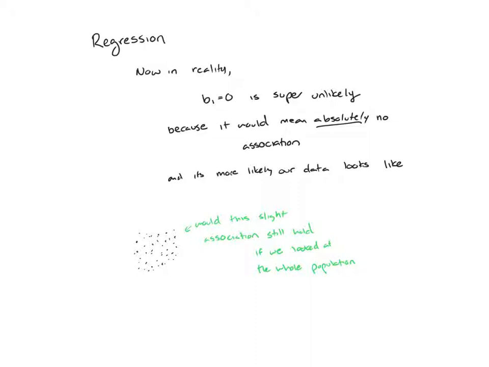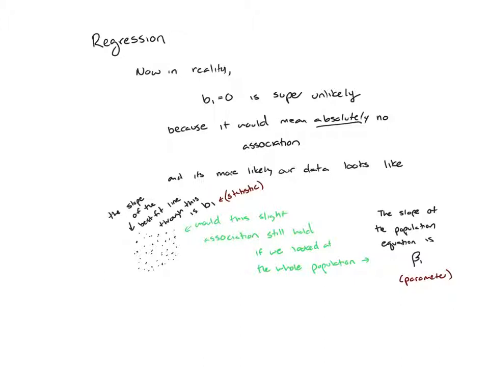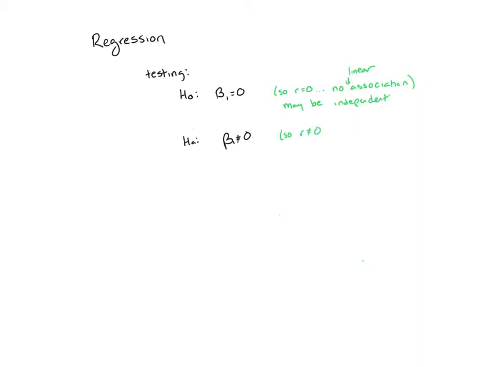Because we want to test if there's a linear association, we're going to be testing beta 1, the population parameter that goes with b1, our sample statistic. And we'll be testing if beta 1 is equal to 0. Beta 1 equal to 0 implies that r is equal to 0, which would tell us that there's no linear association. That is, our variables look like they may be independent of each other. We'll be testing beta 1 equals 0 against the idea of beta 1 not equal to 0. If beta 1 is not equal to 0, that must mean that r is not equal to 0. And if r is not equal to 0, that means there's a linear association between our variables.